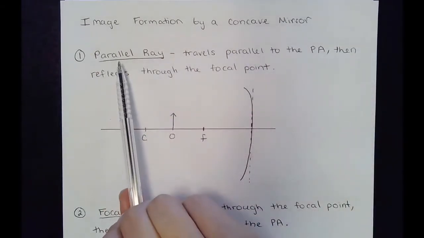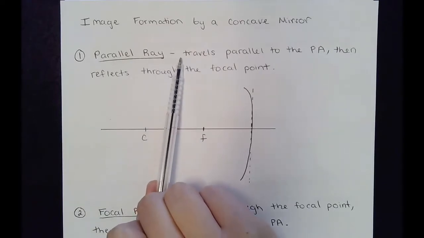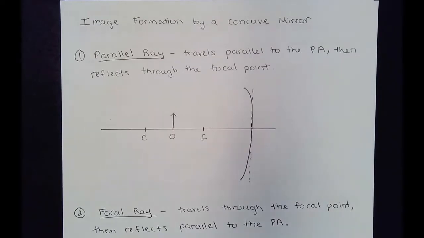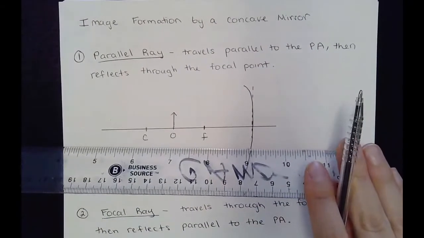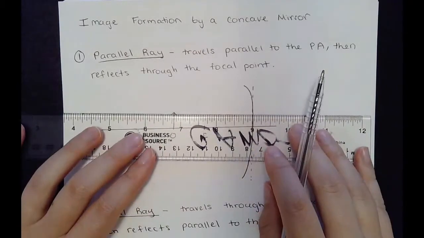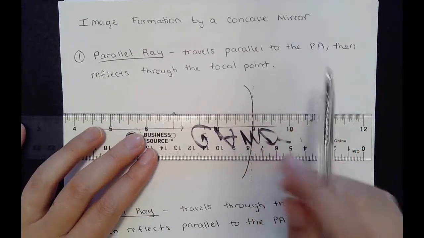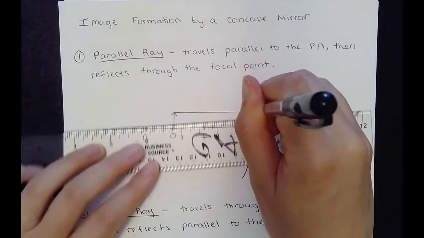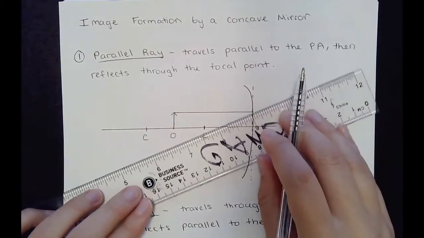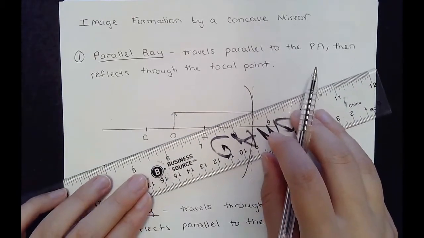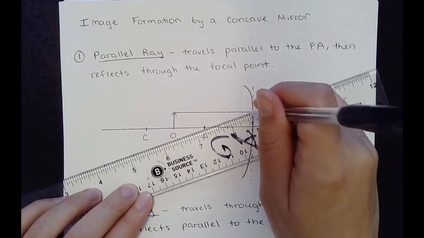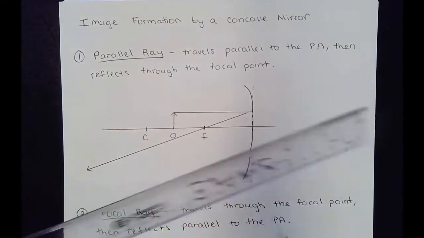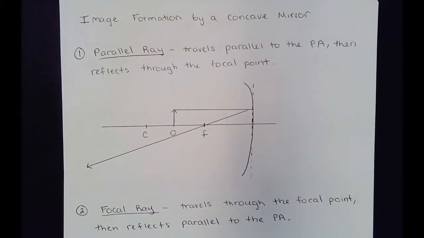Okay, so the first ray we'll do is the parallel ray. It travels parallel to the principal axis and then reflects through the focal point. So using my ruler, I'm going to show you how to draw this. I'm just going to use my ruler, direct it at the mirror, and if it's a sketch, I'm just going to make this as parallel as I can. Actually, in general, we'll just estimate what parallel is, and then reflect this through the focal point. So I'm lining up my ruler to that point and drawing the ray in here through the focal point. Okay, and that's the parallel ray.